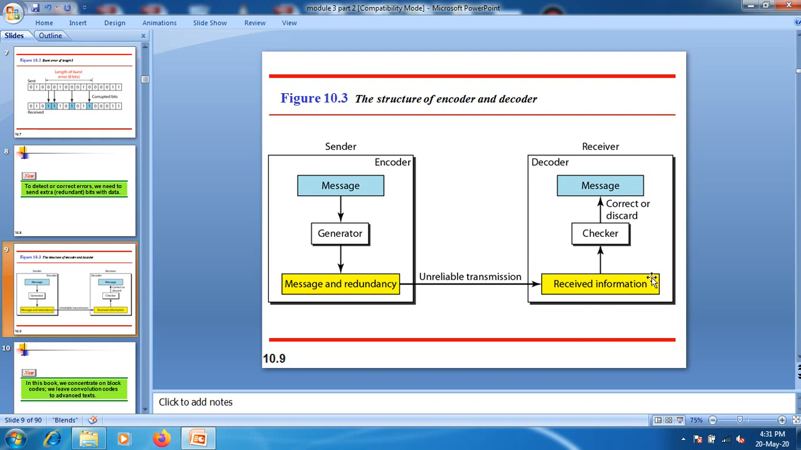The receiver receives the transmitted information, which may be either corrupt or correct. The receiver forwards that received information through the checker. The checker checks whether the received information is correct or not. If it is correct, the message is extracted from it. Otherwise, the received information is discarded.